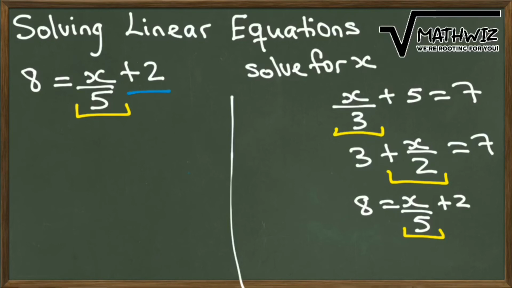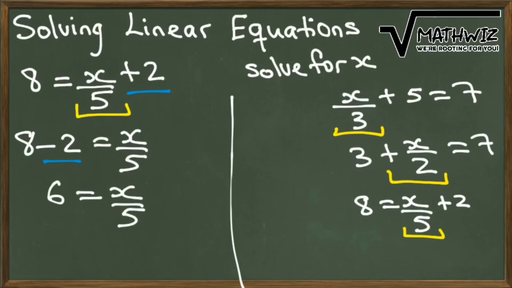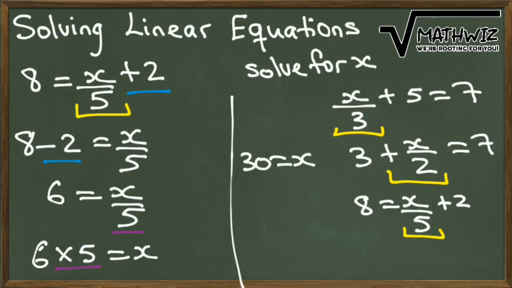And so this plus 2, when you take it across, is going to become minus 2. And so 8 minus 2 is going to give us 6. And the 5 which is divided, when you take it across, you will multiply. And so your answer is 30.